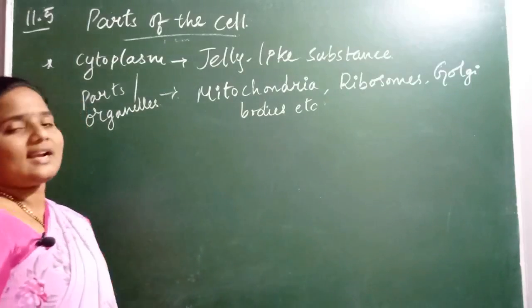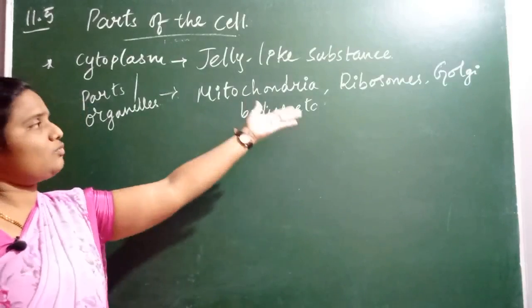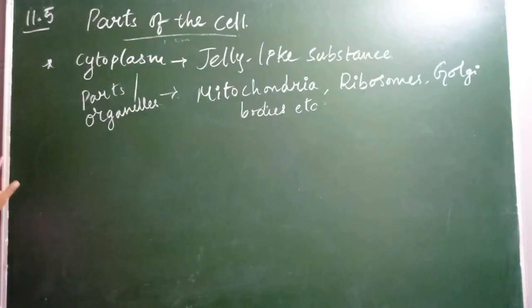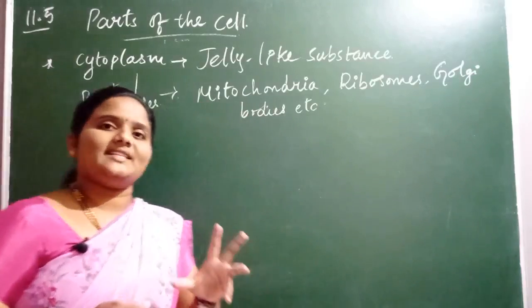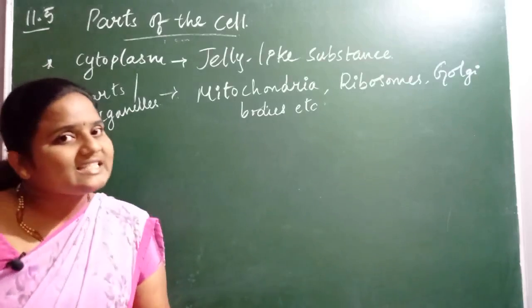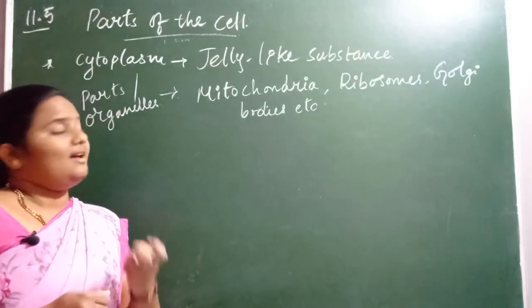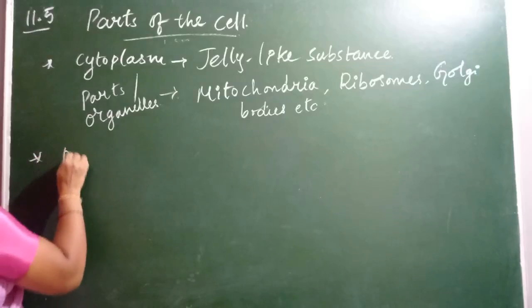When you go to higher classes, you can do a detailed study about what mitochondria, ribosomes, and Golgi bodies are. So children, just at this level, keep it in mind: cytoplasm is a jelly-like substance present inside the cell. Okay, now we will discuss the nucleus.